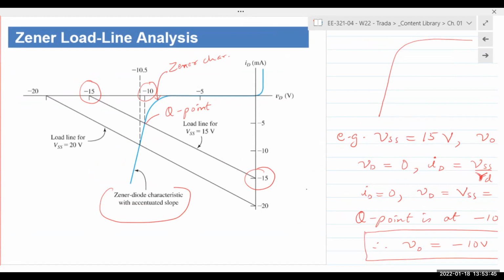So now the whole application at the beginning we said was voltage regulation, right? That the output voltage should not change. So now let's see what happens if our input voltage changes.